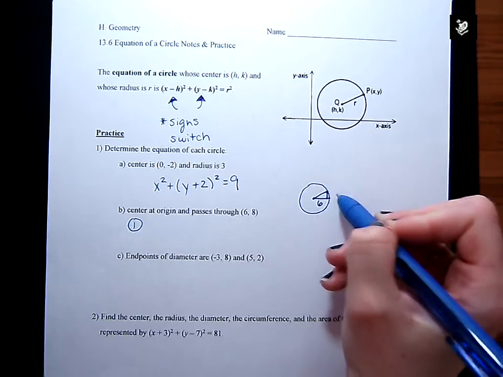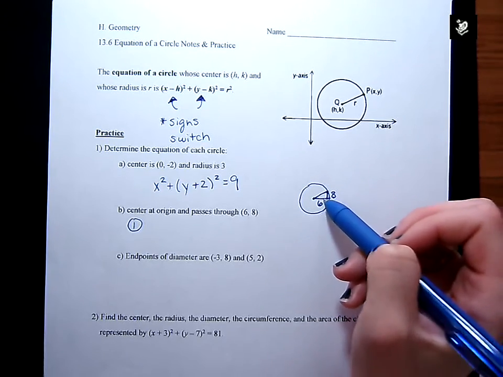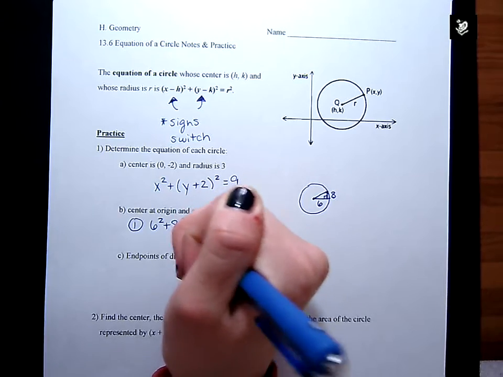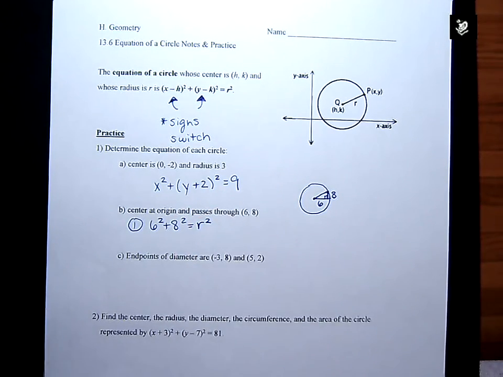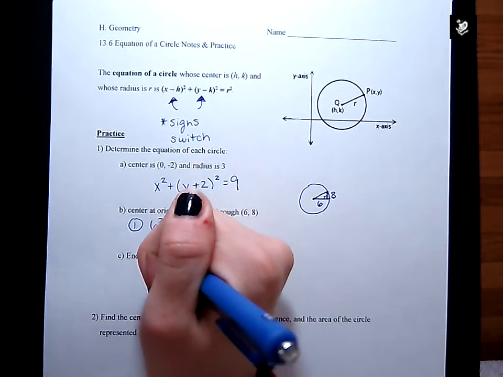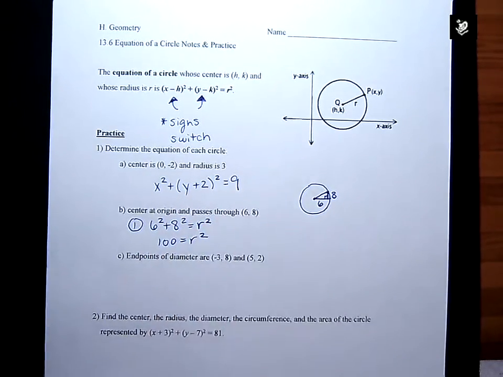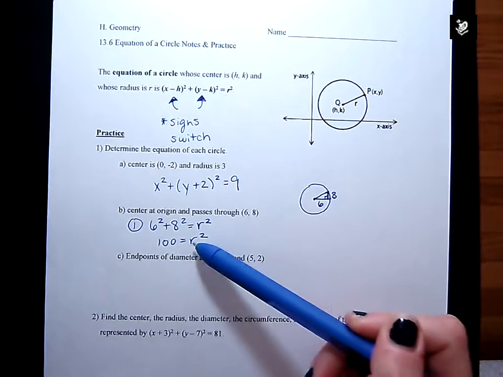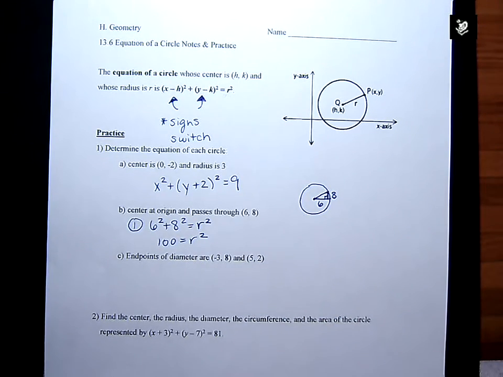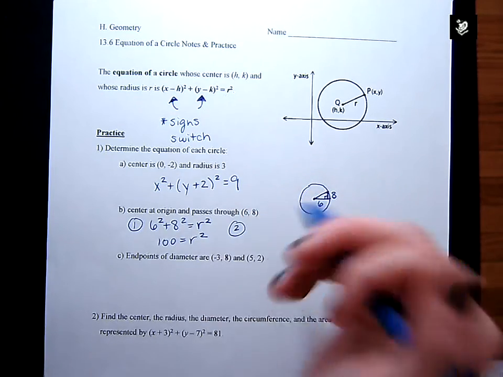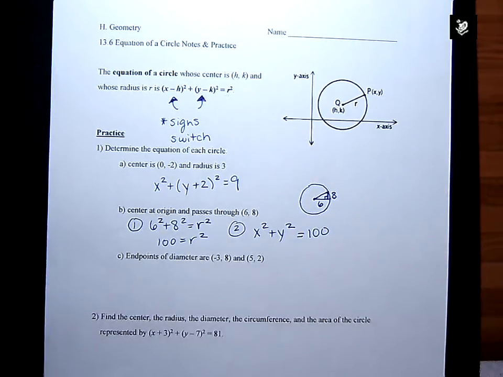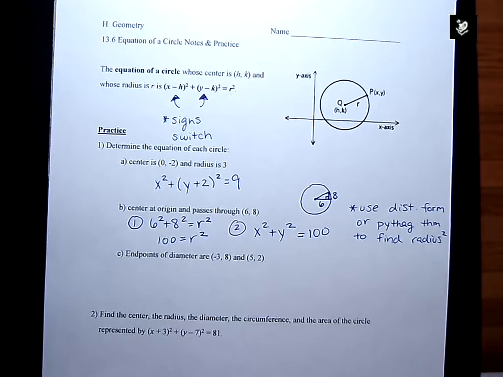So if I'm going to the right 6 and up 8, this is not to scale, I can do the Pythagorean theorem to figure out what the radius is. So 6 squared plus 8 squared is going to equal my radius squared. And if you know your triples by now, you know that you get 100 for r squared and the radius is 10. But I am plugging r squared into the formula, so I'm just going to leave it as 100 equals r squared. Now I can plug in. So since it passes through the origin, that's going to be x squared plus y squared equal to r squared, which is 100. So you could have used the distance formula or the Pythagorean theorem to find the radius squared. That's up to you.